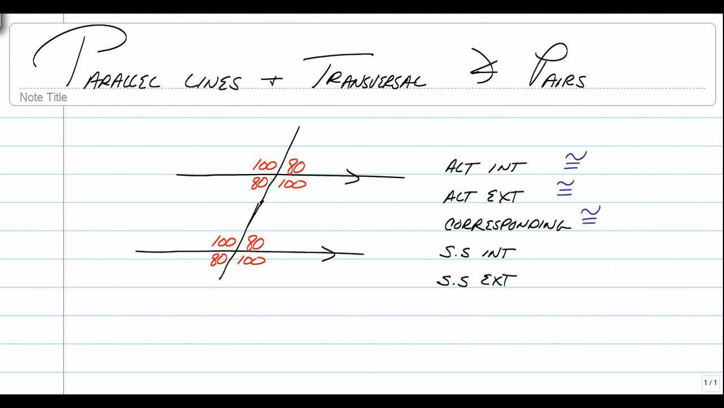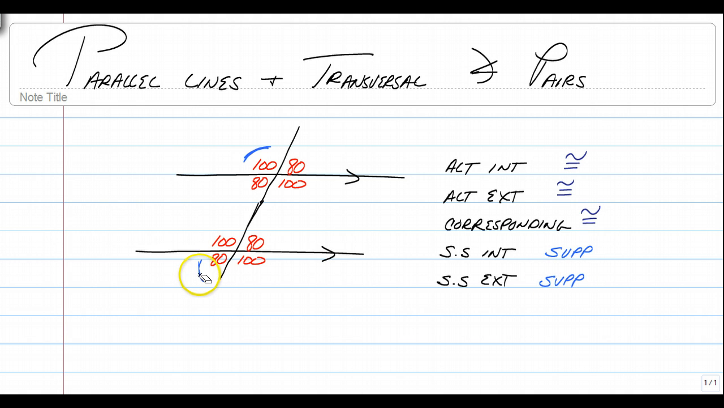Same side interior. So now we're going to switch gears a little bit. Here's an interior angle. The same side of the transversal, other interior, look, they are not congruent, but they are supplementary. So same side interior angles are going to be supplementary. And we can do the exact same thing for exterior angles. Those guys would be considered exterior angles. Again, they add up to 180.